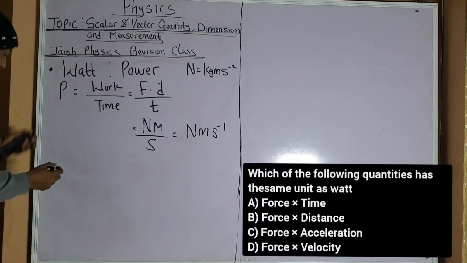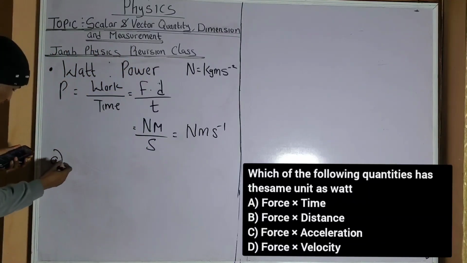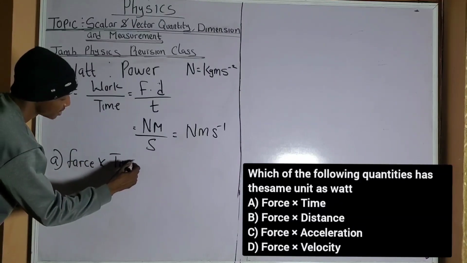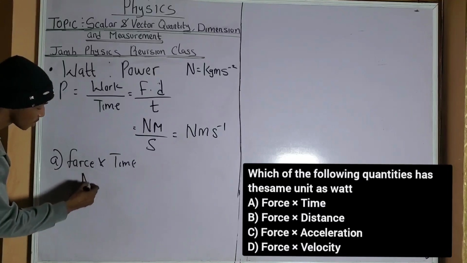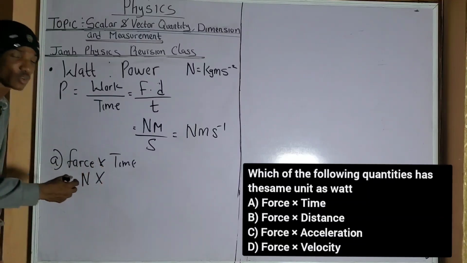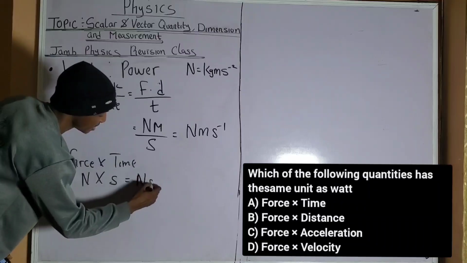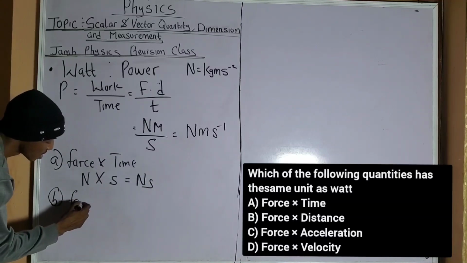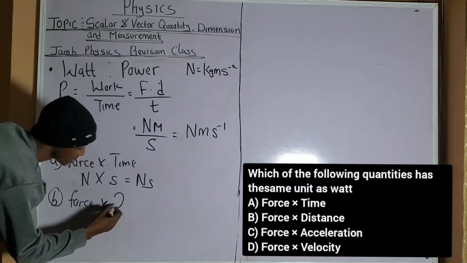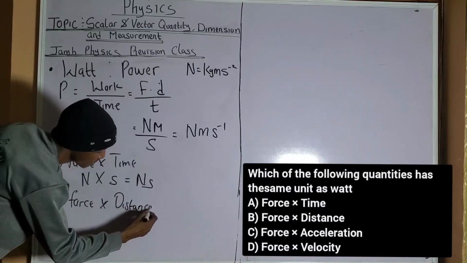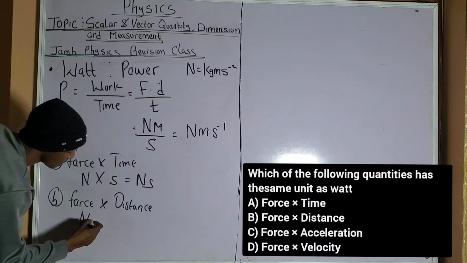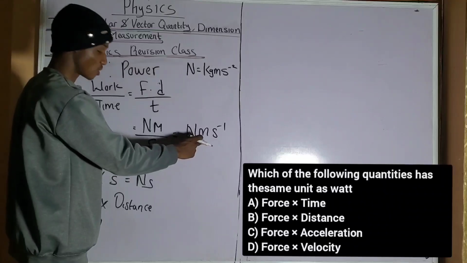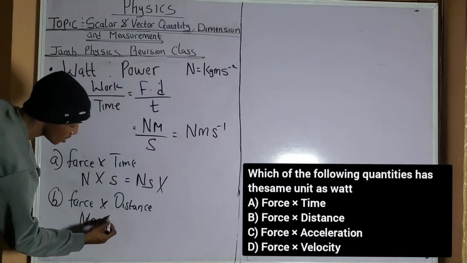So now let us look at the options. The first option is force times time. Force is in Newton and time is in seconds, so I'm going to have NS. This is NS. Option B, we have force times distance. That is Newton multiplied by meter, which is Newton meter. You can see that NS is not equal to Newton meter per second, so this is disqualified. This also is disqualified.